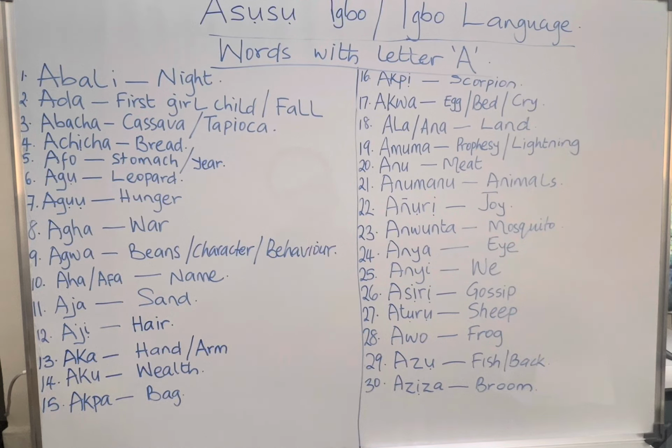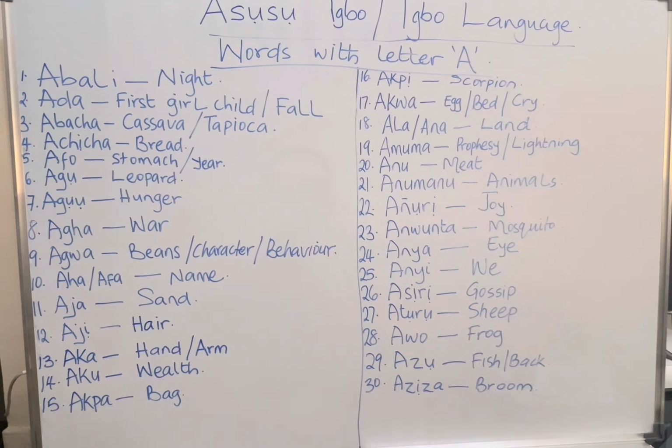We have number 5, afo. In the same number 5, we have afo. Afo means stomach, belly. Afo means year, year of the calendar. Number 6, we have ago. Ago, that's the lion family. We have leopard here. Ago, leopard. We have number 7, ago. Ago means hunger.